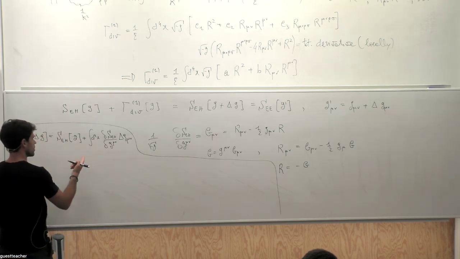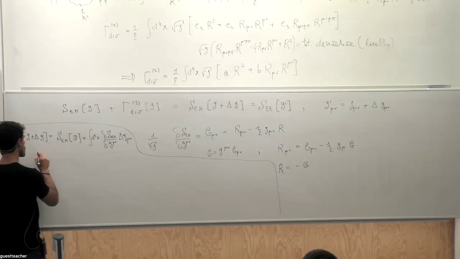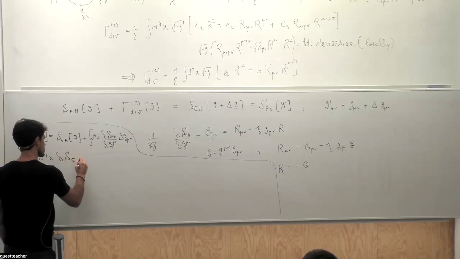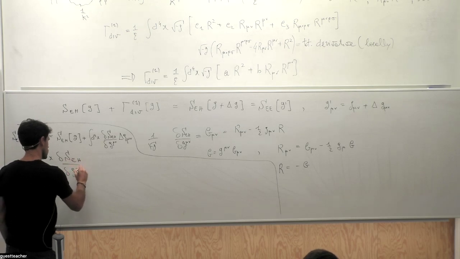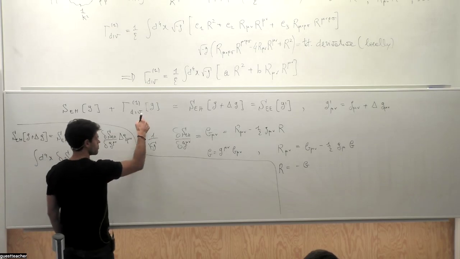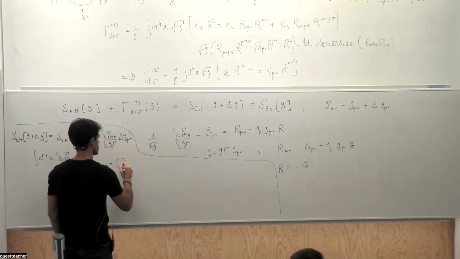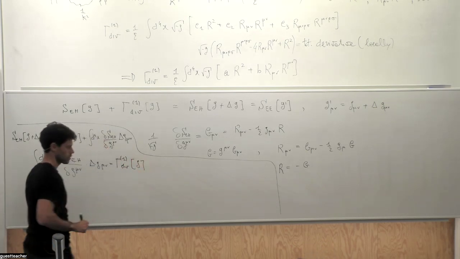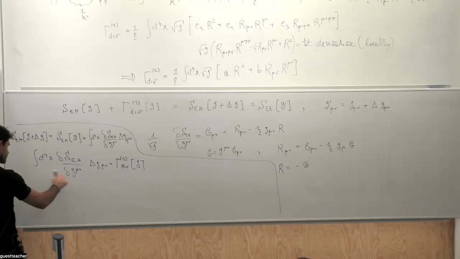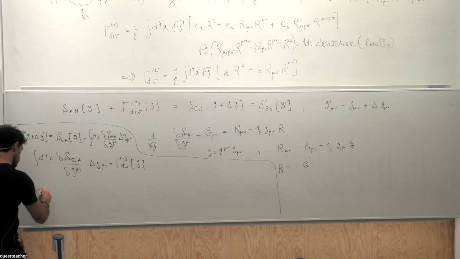But now the question is, can we have something like this? Can this term be equal to this one? Can I find a delta G that satisfies this? And the answer is yes. Why? Let's just write it a bit better. This one, so this will be delta X.